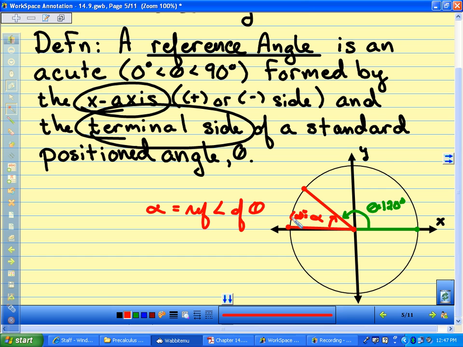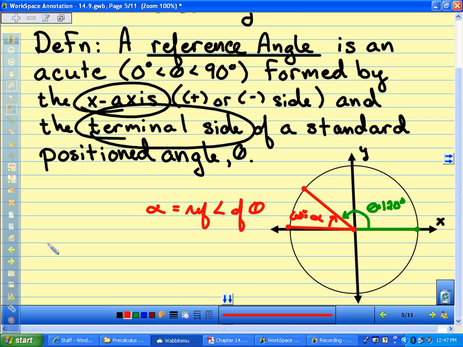Now, what led you to believe to do that? Why 180? The negative x-axis measures at 180 degrees. And what I want to find is just this angle right here that's between the 120 and the 180. Well, how do I find the angle that would be between something? We would take its difference. So we're going to take 180 and subtract off that 120 to get the 60-degree reference angle.